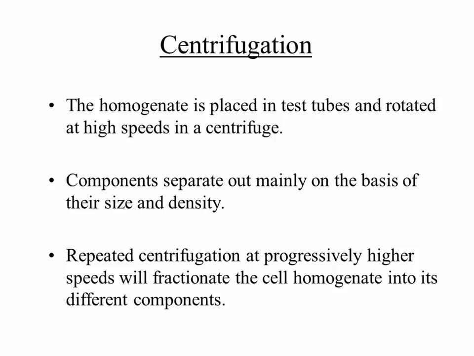So the homogenate is placed in test tubes and rotated at really high speeds in a centrifuge. And the components will separate out mainly on the basis of their size and density in the test tube.